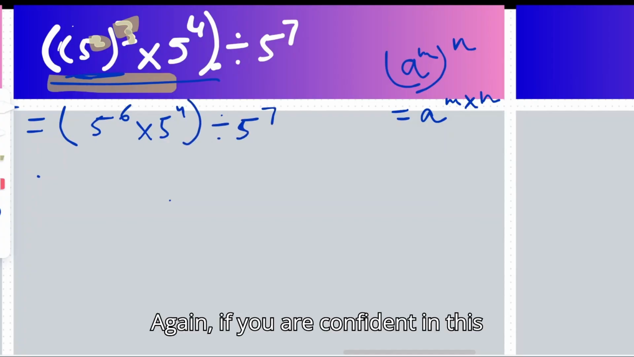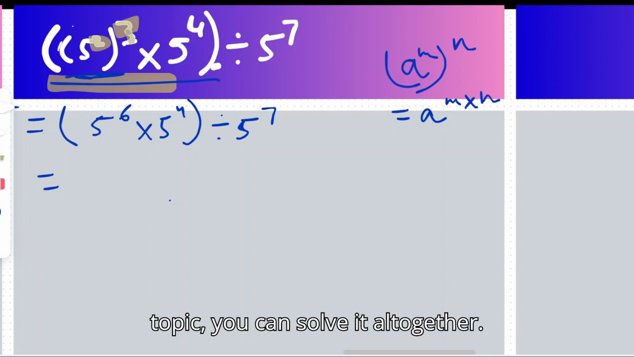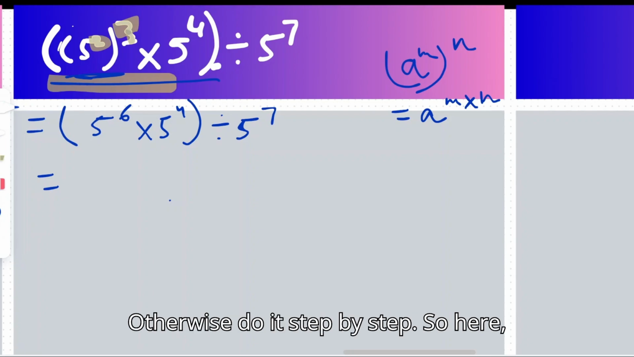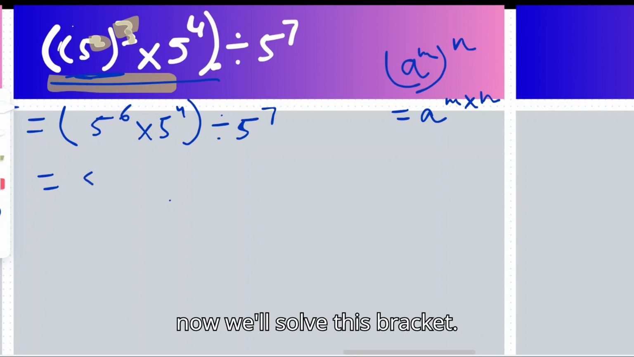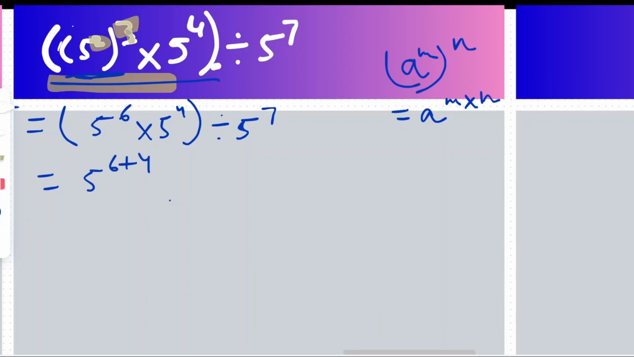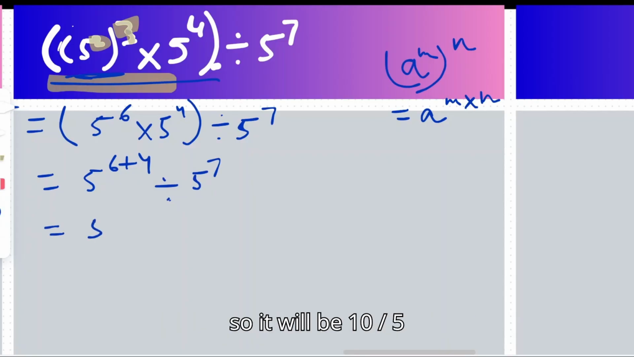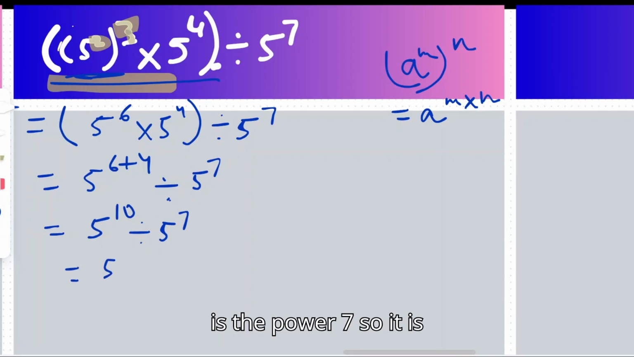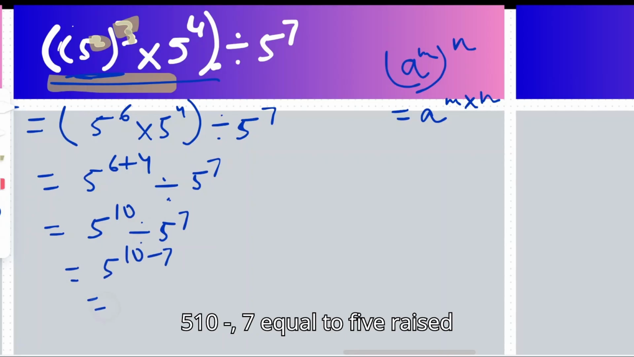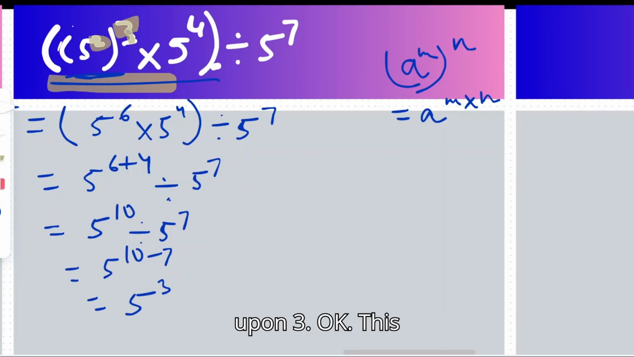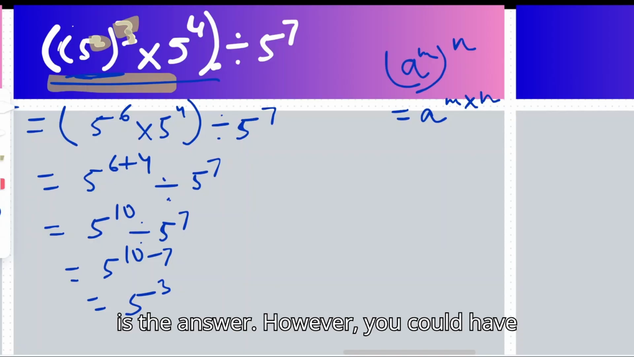Again, if you are confident in this topic, you can solve it all together. Otherwise, do it step by step. So here now we'll solve this bracket divided by 5 raised to the power 7. So it will be 5 raised to the power 10 divided by 5 raised to the power 7. So it is 5 raised to the power 10 minus 7, equal to 5 raised to the power 3. Okay, this is the answer.